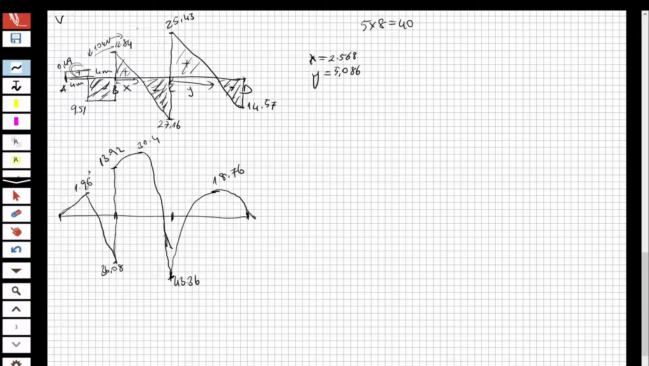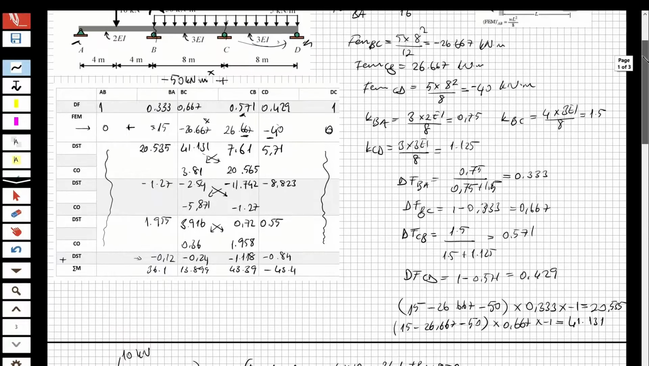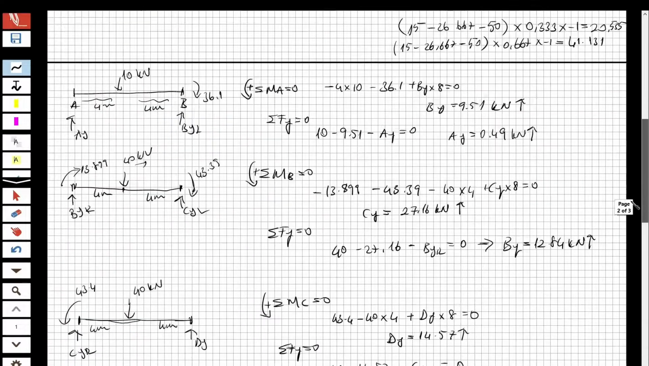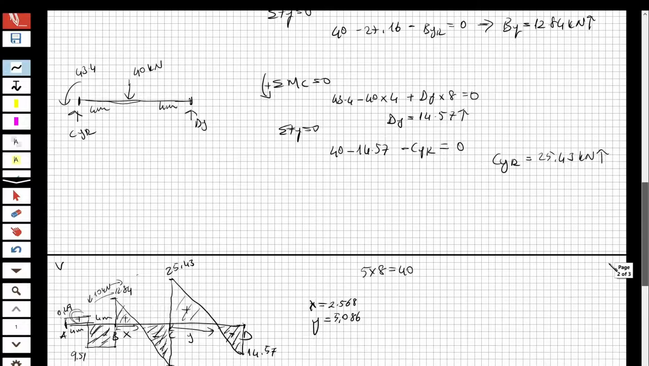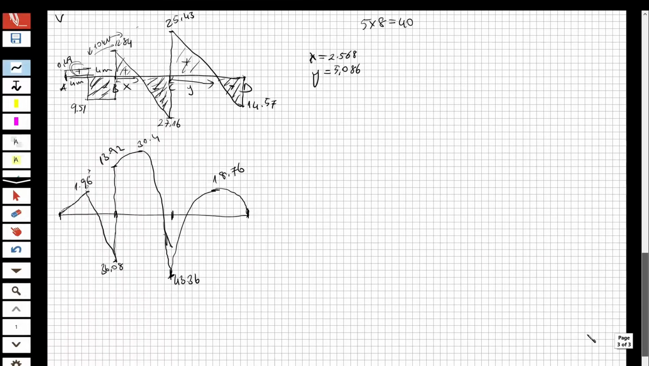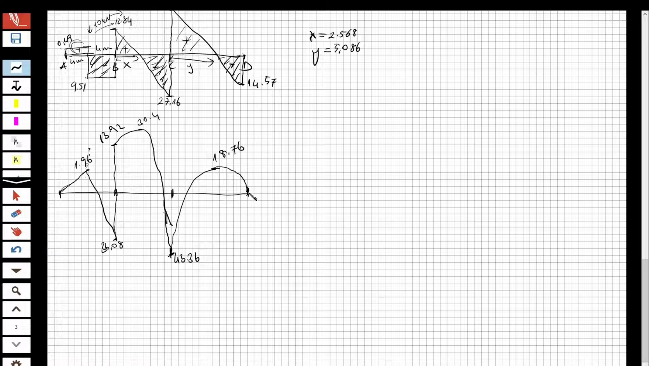Because let's check why point 0. Because it ends with a roller and there is no moment. A roller and a pin, you can see this one is the roller and this one is the pin. They cannot carry moment, okay? So it has to be 0. If there is no moment at that support, the moment diagram has been closed. Now you can see the moment diagram closes to 0.